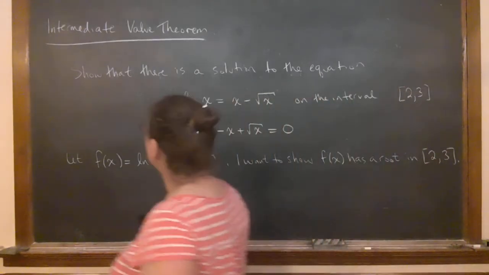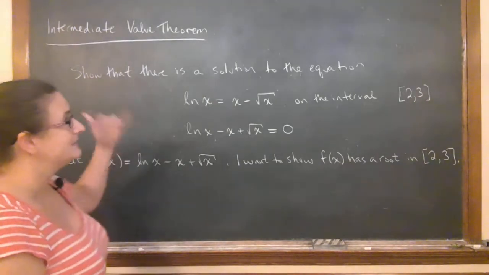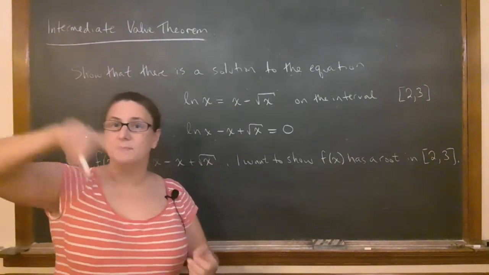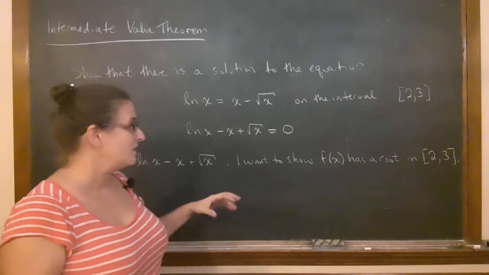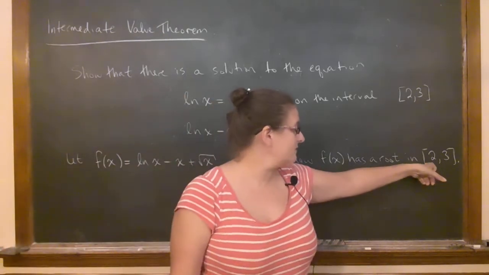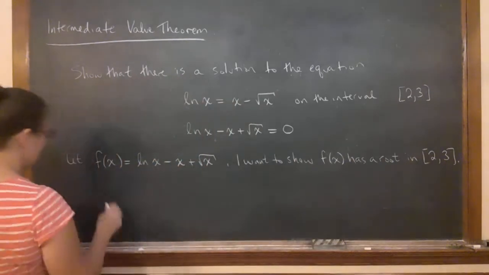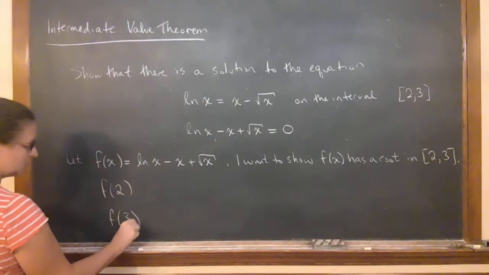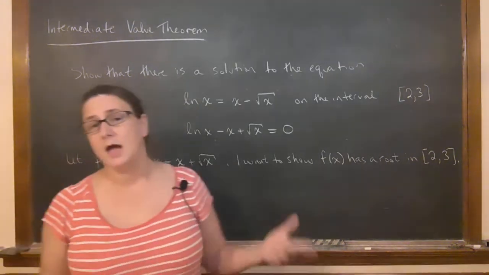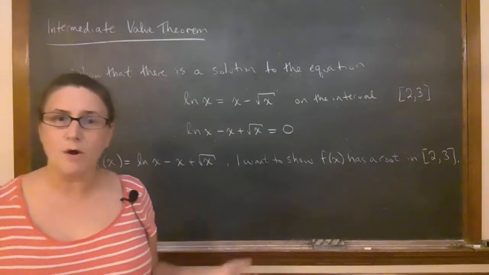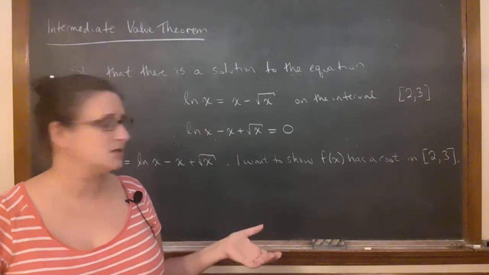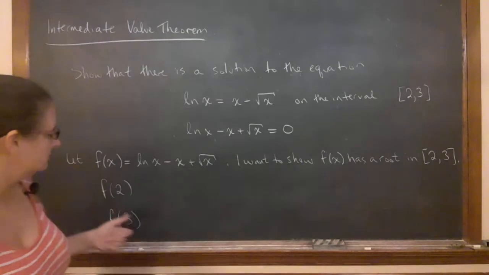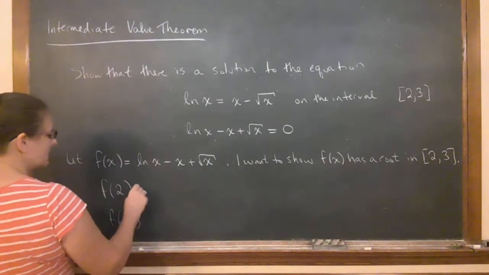Now, the intermediate value theorem tells me that I have to go through every point. If I've got f of 2 and f of 3, those are the y values. If one of them is positive and one of them is negative, then somewhere in the middle I've got to cross the axis at least once. So let's check that out.